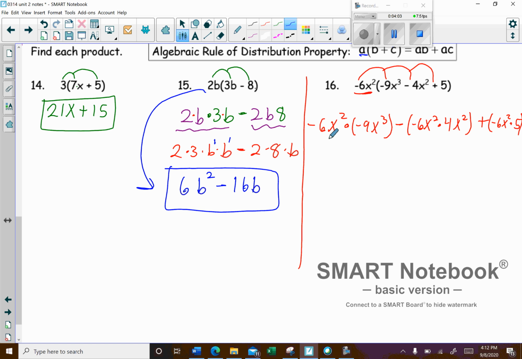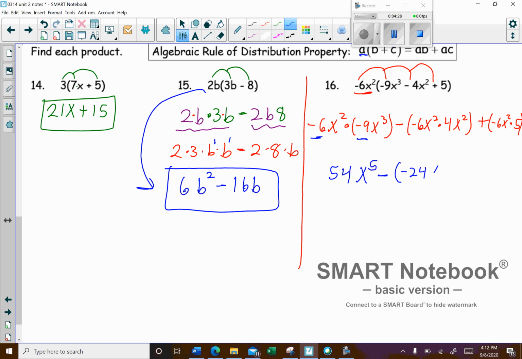So let's see, I've got a negative 6 times a negative 9. So a negative times a negative is going to be 54. And then you add the exponents when you multiply the x's together. So that's going to be x to the 5th power. So like I said, you probably could have done that without having to rewrite it, but I'll leave that up to you. So then we're going to have minus, and then when you multiply a negative times a positive, that will be negative 24.